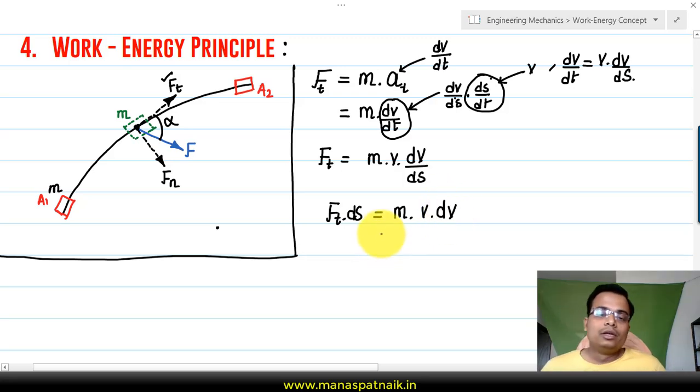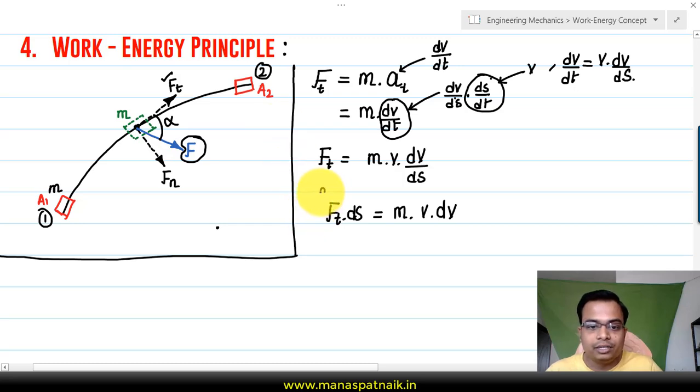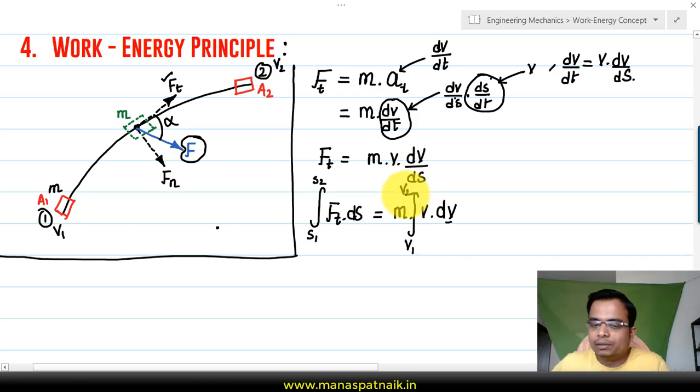Now what we're interested in is calculating the work done by this force in carrying the particle from position 1 to position 2. So for that we need to integrate from s1 to s2. Here also we need to do the integration, and here the variable is v. Let's say the velocity at position 1 is v1, and at position 2 it is v2. So the integration will happen from v1 to v2. That's simple.